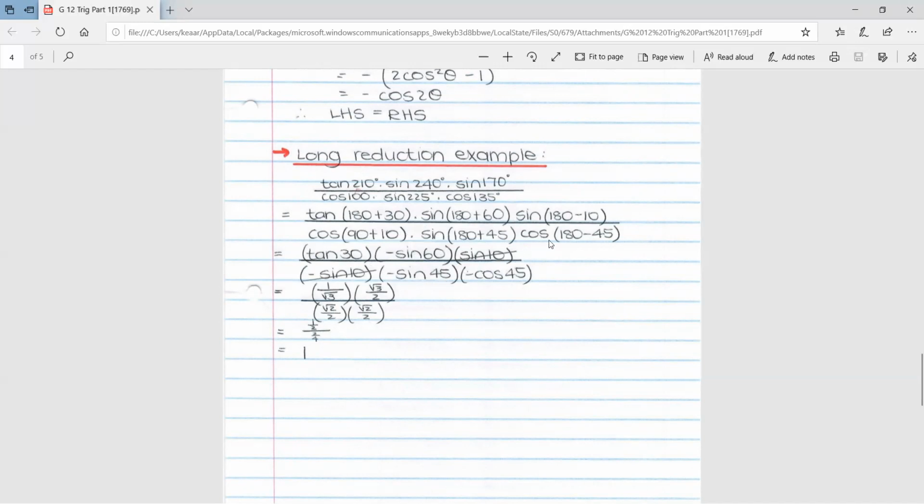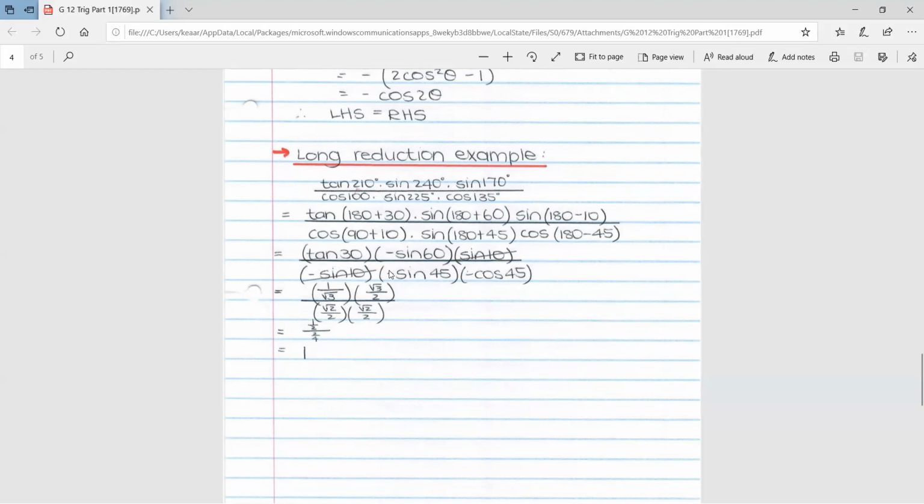Then lastly, cos of 180 minus an angle. 180 minus is in the second quadrant. Cos is negative in the second quadrant. Negative cos of the angle 45. Then we can cancel out our sine 10 and sine 10. Cancel out is probably a bad word to use. We're simplifying, we're dividing. Okay, we cross those out. Keep the negative sign over here.